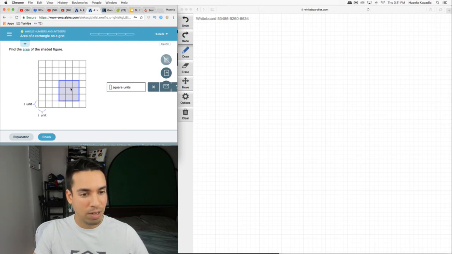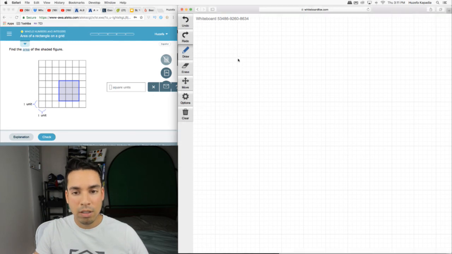Find the area of the shaded figure. Now we're talking about area. What is area? It's represented in square units. Look, they put this little graph here, and they say this is 1 unit, this is 1 unit. 1 square unit is literally a square that measures 1 unit all the way around. So one of these little squares is literally 1 square unit. What is the measure of this one? Well, how many square units are inside? 1, 2, 3, 4, 5, 6, 7, 8, 9.